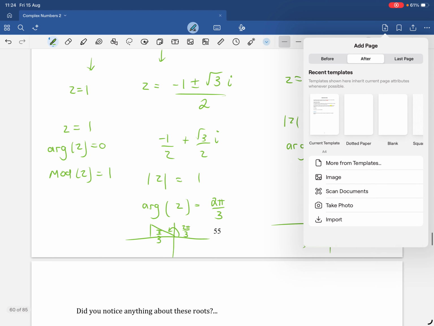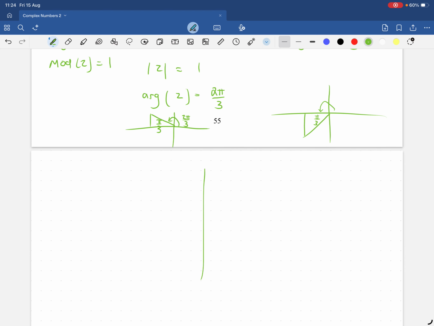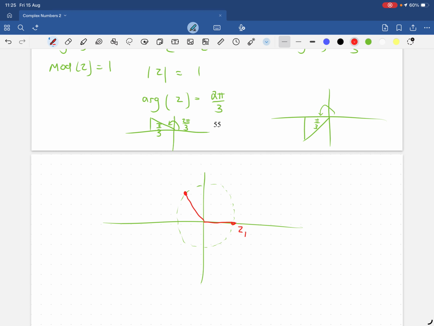So if we were to graph these, we would say, right, well, all of them had a modulus of 1, so we're actually going to draw a unit circle. In fact, all of the roots of unity will have the same modulus. We've got the first one over here, this is z1, it's equal to 1. The other one was over here at 2 pi on 3, we might call it z2. And the final one was down here, z3. And there we've just plotted the cube roots of unity.